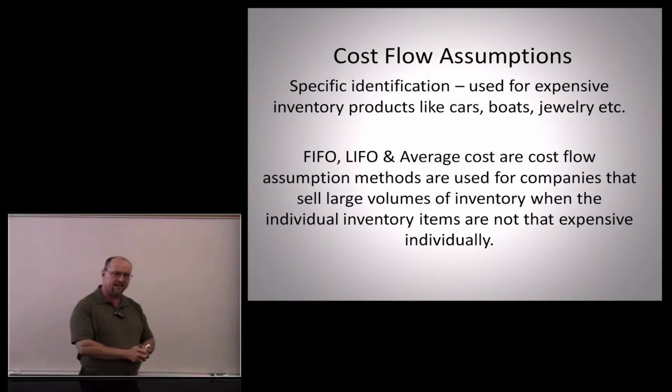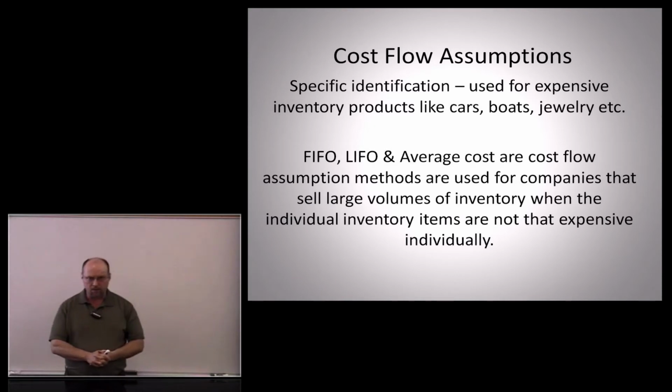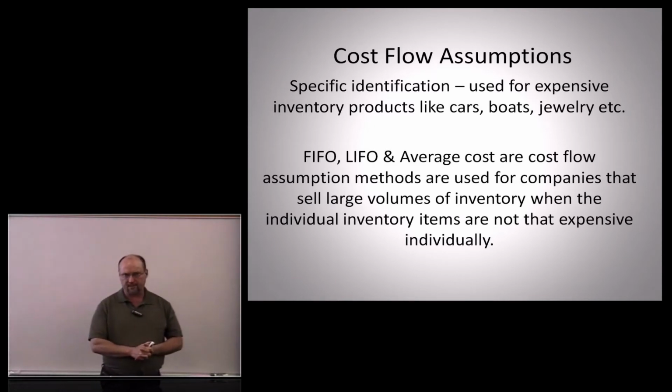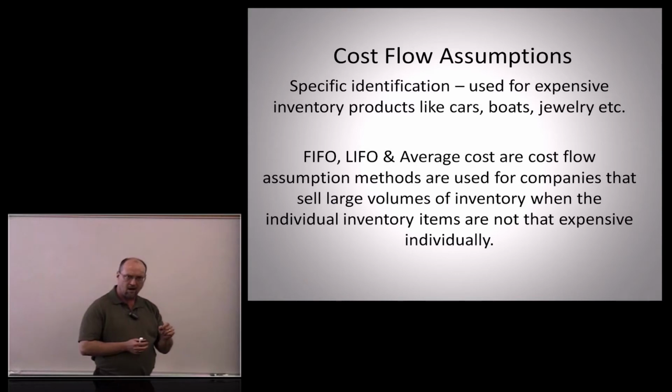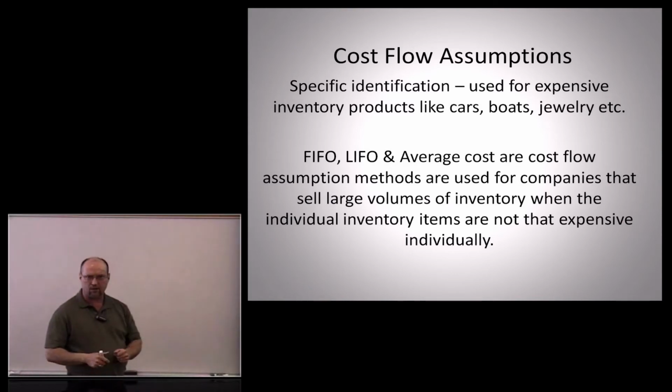Specific identification is used for expensive inventory items. If I sell cars, I'm a car dealership, boats, Tiffany's jewelry, okay, expensive jewelry, I need to keep close track of my inventory. I know the exact cost of each Rolex watch that I sold or each Cadillac car that I sold because it's a very expensive item.